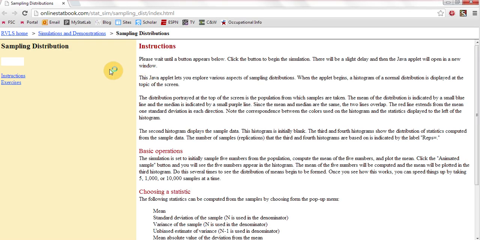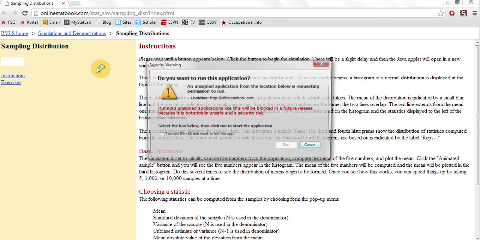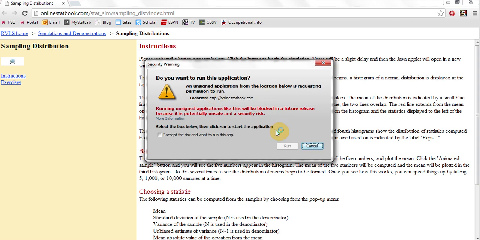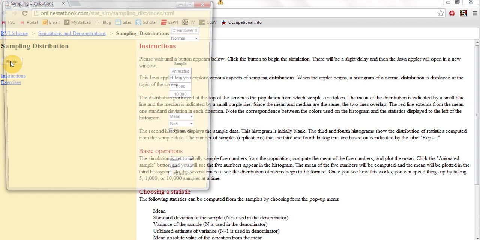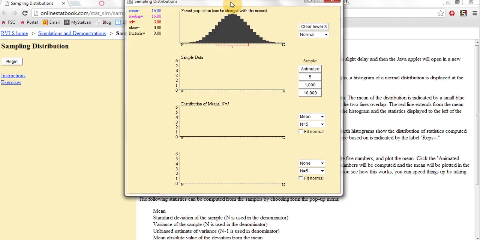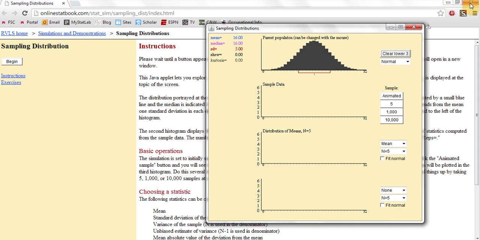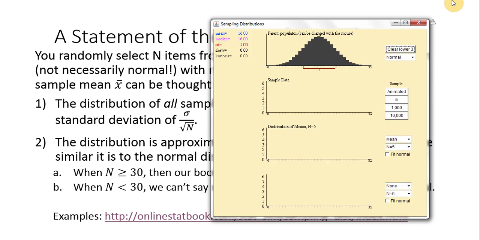It does use Java, so you might get an error or something pop up, asking do you want to do this? I think it's a pretty safe website. Once you accept, you might even have to update your version of Java. You're going to select Begin over on the left here. And once we do that, I'm going to move it to the center of the screen here. We really don't need that screen anymore.